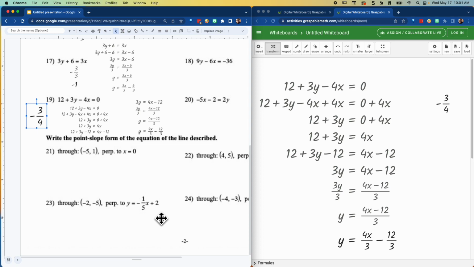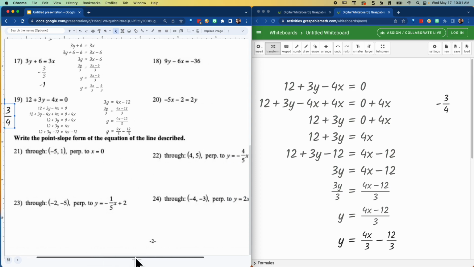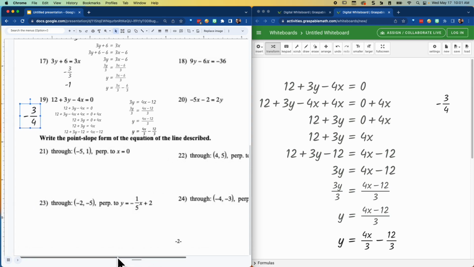Okay, so these last two are probably the hardest ones, and if you don't get to these, it's not the end of the world, but these are the ones that require kind of like the most work going on, because you're doing a couple of things. You are writing an equation, and you're using something that it's perpendicular to. You're using some information about a slope. Now this first one, it says perpendicular to x equals 0.